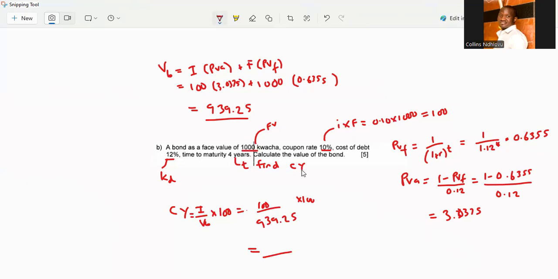Okay, so this will be your homework to calculate the value of the bond and also to compute the current yield. I've sent the questions to you. I need you to redo it in the same way. Okay, so we end here. I hope you've learned it in a different way.